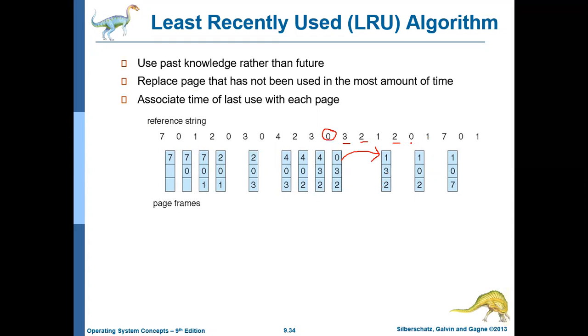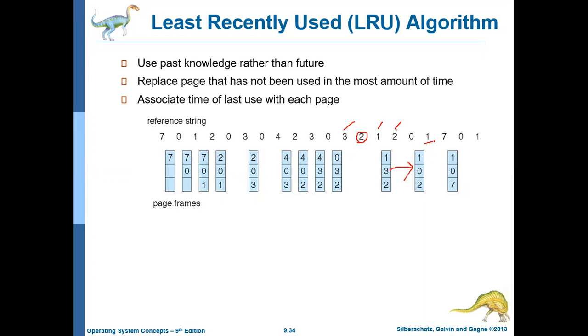Next is 0. 0 is not in the memory, so it creates a page fault. So 0 should replace either 1, 3 or 2. So, most recently used is 2. Next most recently used is 1. 2 is the most recently used, and the least recently used is 3. So 3 will be replaced by 0.